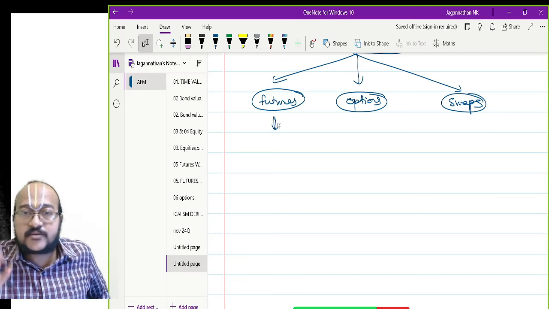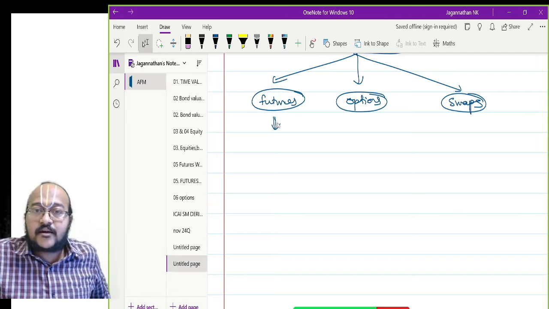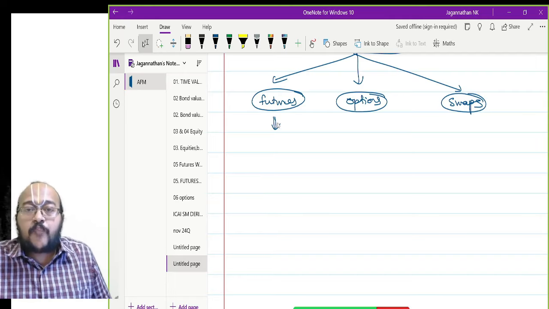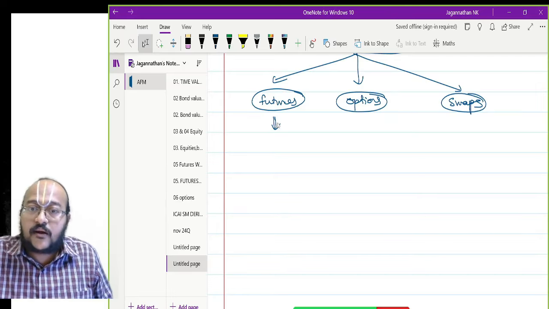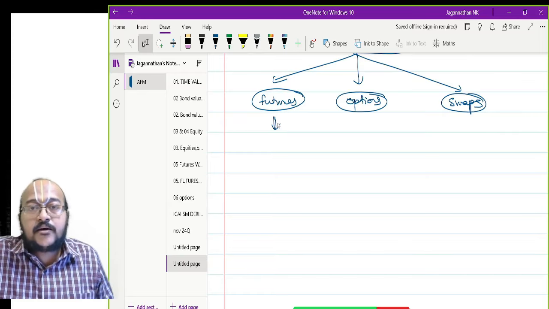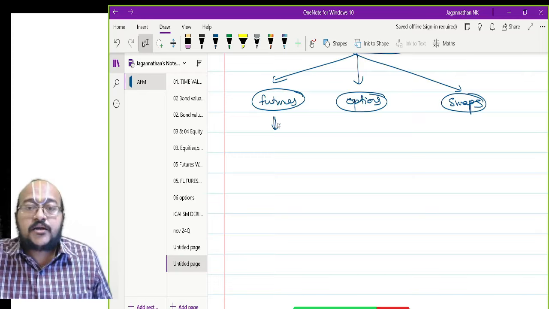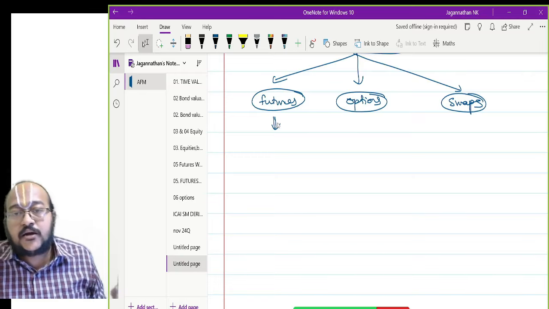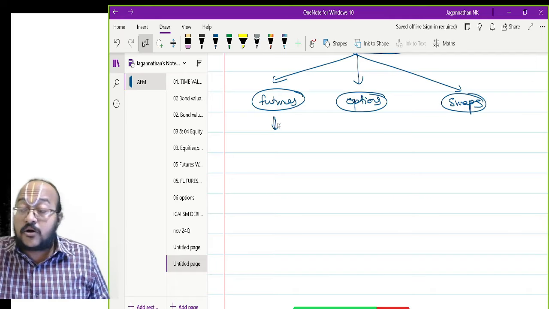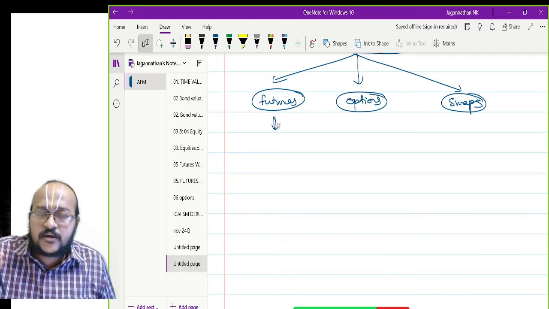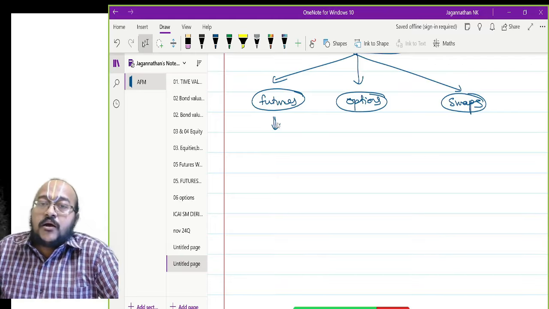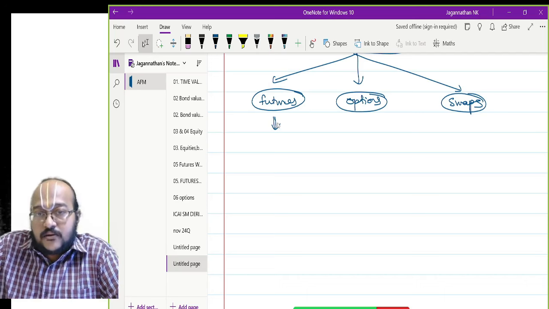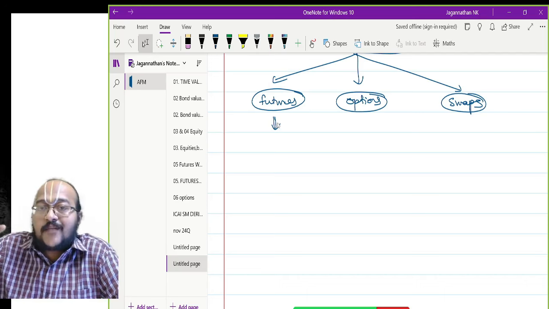Equity shares is also an asset, correct? Currencies are there: dollar, yen, euro, pounds. These currencies are also underlying assets. Commodities are there: wheat, rice, steel, gold, all these commodities which are traded in the market. They are also assets, correct? So based on commodities, the futures or options which you make are called commodity derivatives.